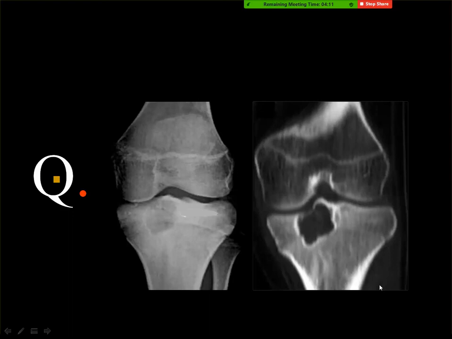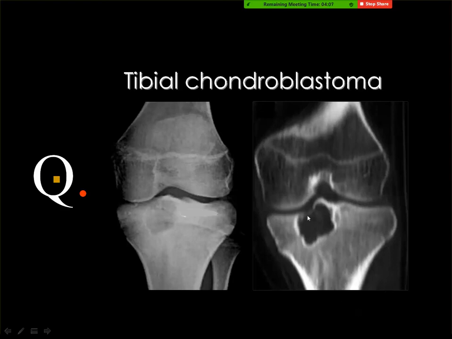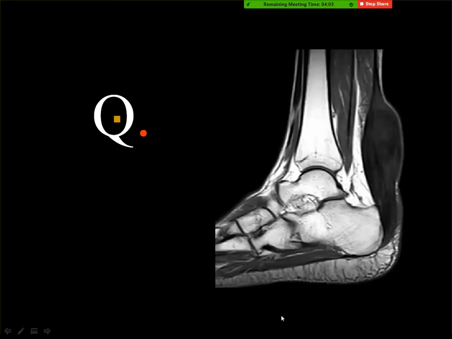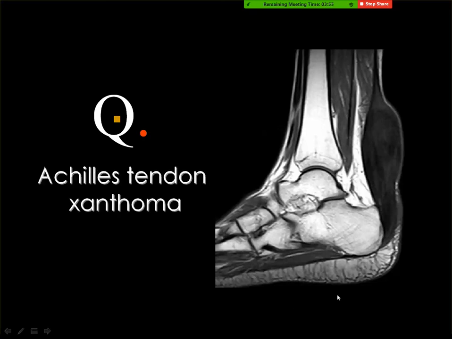It is chondroblastoma. Yes, chondroblastoma in the epiphysis of the tibia, classic appearance with some faint calcification inside. Xanthoma of Achilles tendon. Very good. Yes, this is the xanthoma of the Achilles tendon. The Achilles tendon is hugely enlarged and it is of dark signal.